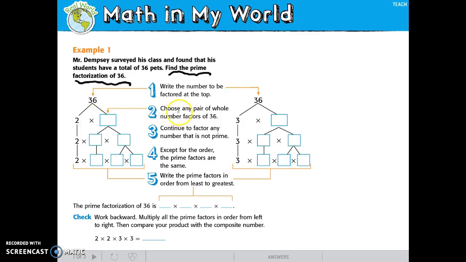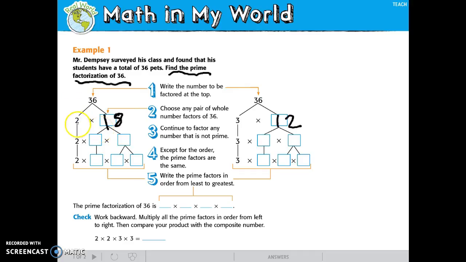The next step, step number 2, choose any pair of whole number factors of 36. So we can choose any two numbers that we multiply together to get 36. So for our first one, we can do 2 and 18 because 2 times 18 is 36. We can do the same thing with 3, and we can multiply 3 times 12, and that also equals 36. So we're going to continue to factor any number that is not prime.